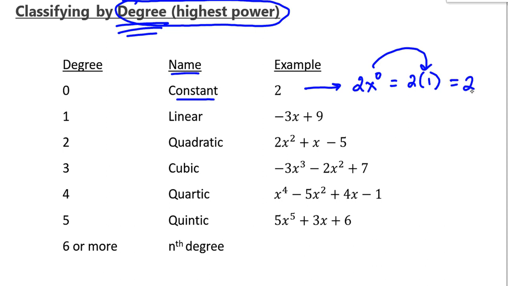That's called a constant. When it's got a degree of 1, then it's called linear. And right here, this is the highest power. That power right there is a 1. Okay, degree of 2 is quadratic. Those should all be normal words that you've seen before. Right here, that makes it quadratic.